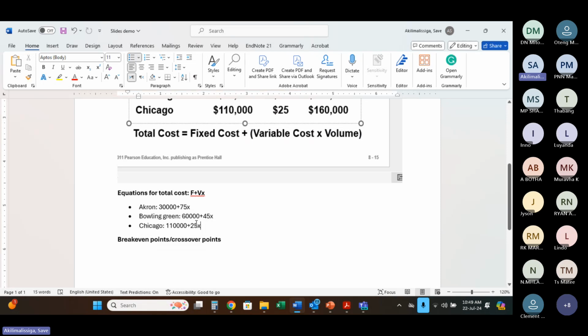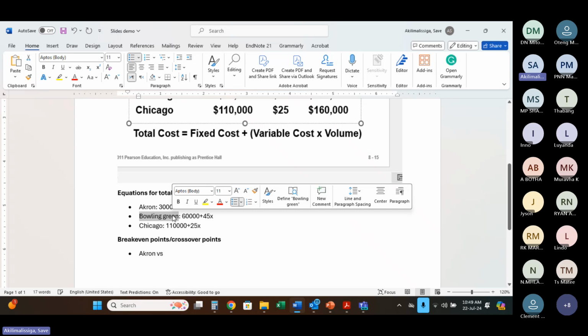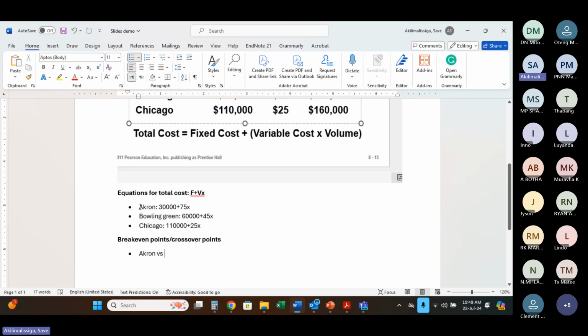So we have the equations. The next thing we're going to do is calculate the break-even point, or crossover point. Let's say you have Akron. We're going to look for a crossover point between Akron and Bowling Green. You can also start with Akron and Chicago or Bowling Green and Chicago. It doesn't matter. So you have Bowling Green and Akron.